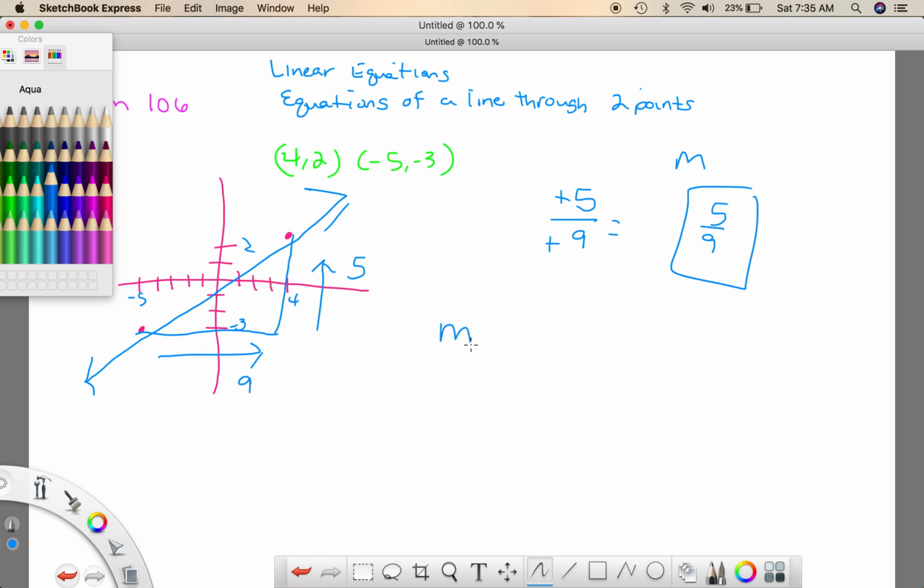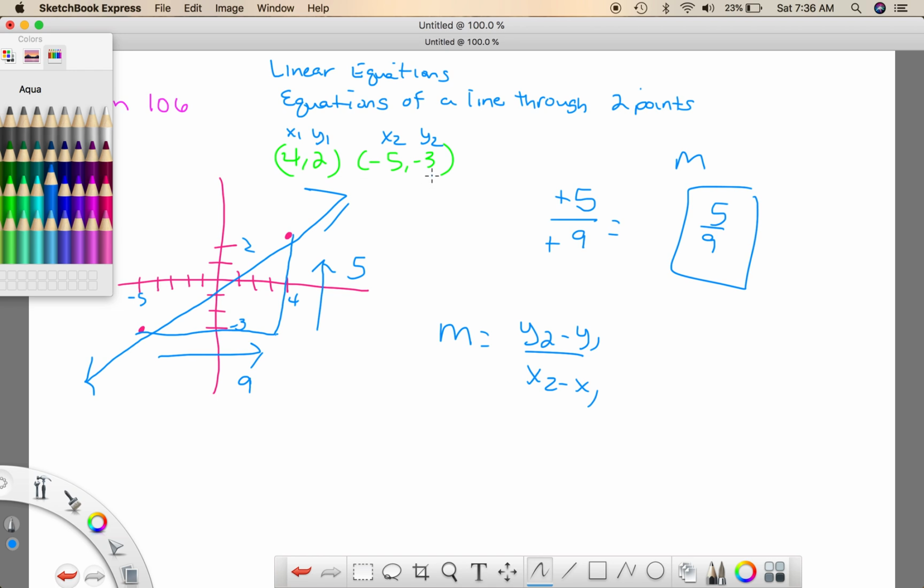Or we learned the slope formula, remember, y2 minus y1 over x2 minus x1. We can call this x1, y1, and this x2, y2. Or we could have called this group, the (4, 2), x2, y2, and this group x1, y1. It doesn't matter. What you can't have is x1 for 4 and y2 for 2 on the same coordinate. They have to have the same subscript. If we put it in the formula, we will get positive 5/9. As long as we do them correctly, we'll get the same answer whether we use these as the 1s or the 2s.